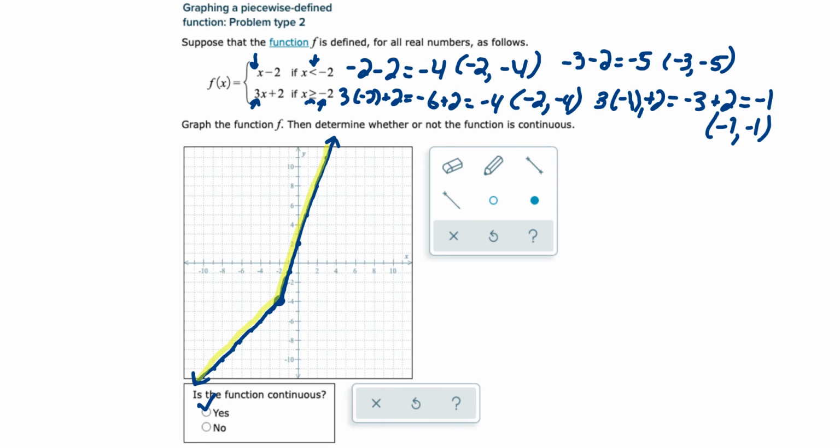An example of a non-continuous one would be like, let's say my graph went here, but then it picks back up here or something, and I have open circles. It's not continuous because there's no value of negative 4 that's filled in. So that's just something to keep in mind as you go through and do these.